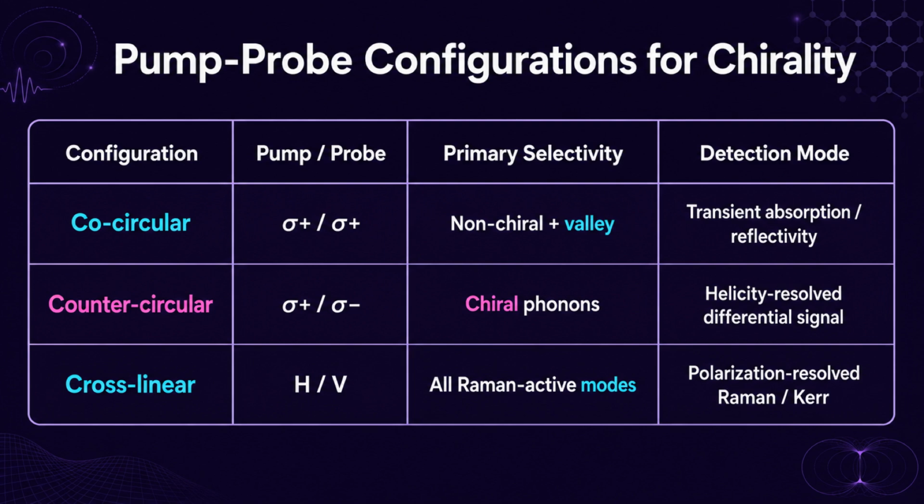Co-circular, sigma plus pump and sigma plus probe, detects non-chiral modes plus valley-specific contributions. Countercircular, sigma plus pump with sigma minus probe, selectively detects chiral phonons. Cross-linear configuration with perpendicular linear polarizations detects all Raman active modes. By comparing these configurations, we can isolate chiral phonon signatures.